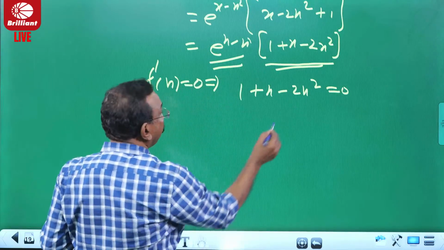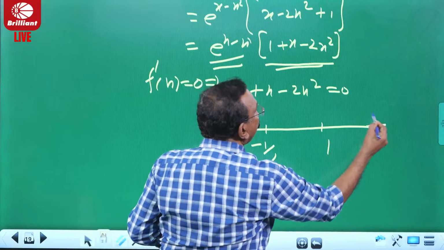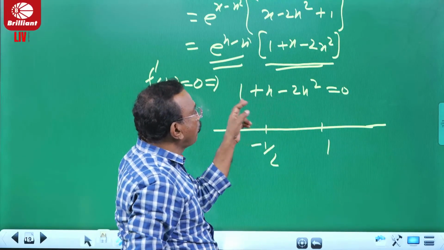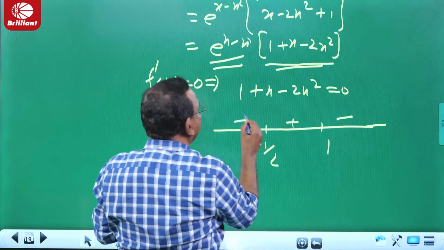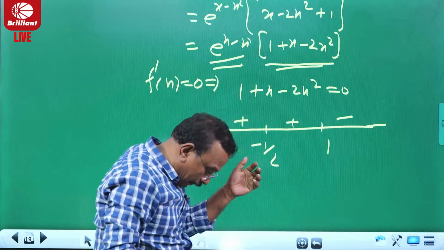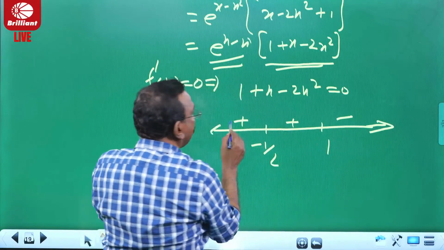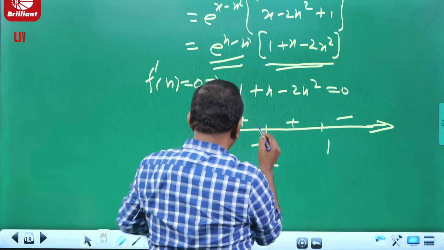So whenever you solve this, you get x equal to minus 1 by 2 and x equal to 1. You can see that whenever you replace that 0 in between them, it should be positive. So the portion containing 0 is positive, then it is negative, and then positive. After classifying the equation inside, we can come back to classify the entire limit in the form.